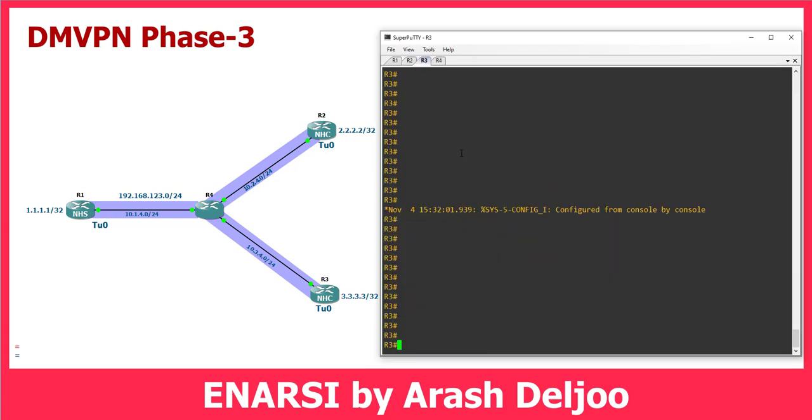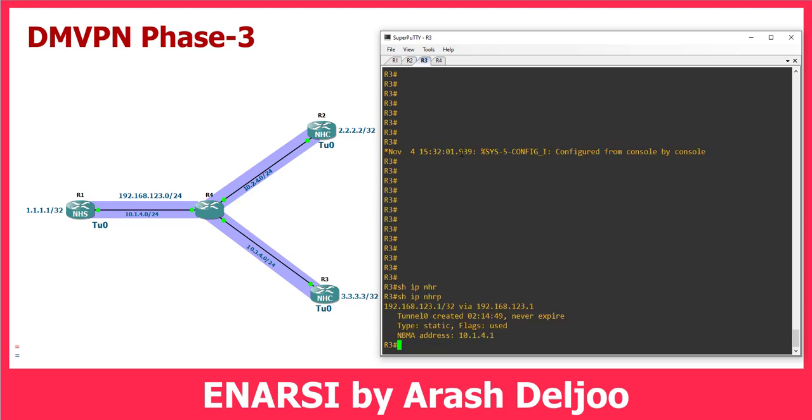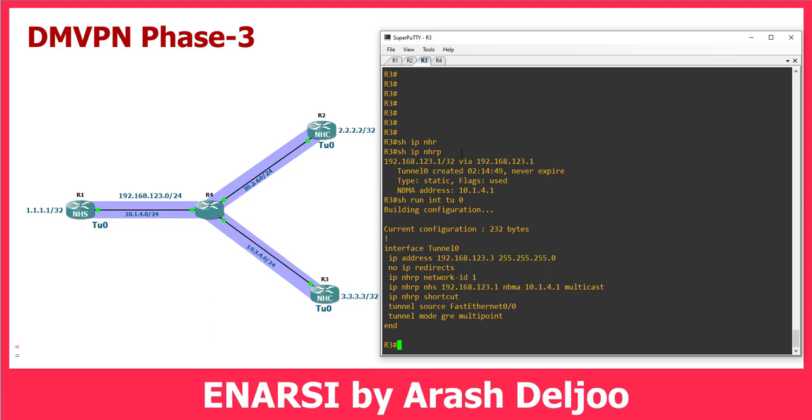Let me show you router 3's status. In router 3, we can use show ip nhrp again. Again, we have only one static entry. This is the configuration of router 3, show run interface tunnel 0. As you can see here, we have these commands: ip nhrp nhs 192.168.123.1, nbma 10.1.4.1 multicast. That's it. Also, we have ip nhrp shortcut.